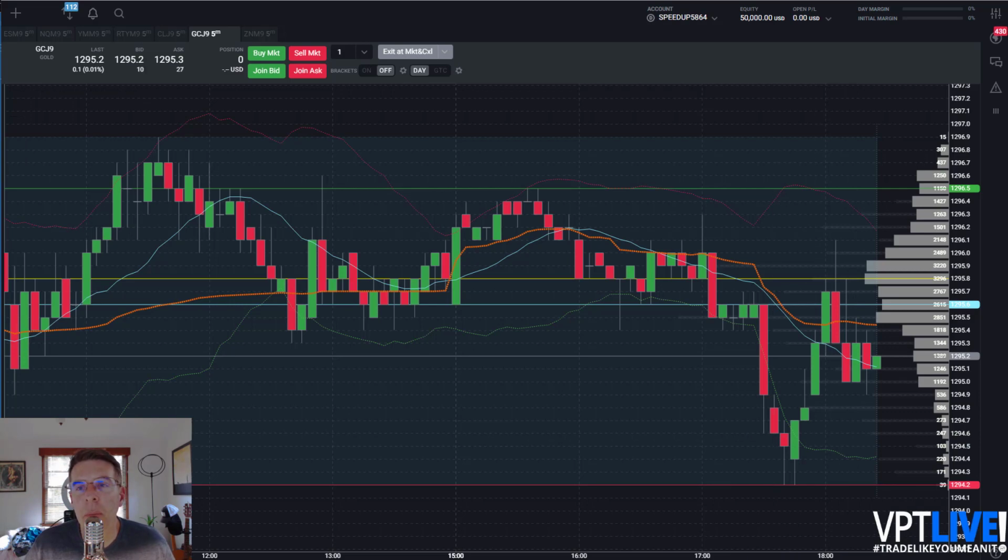So if you've never looked at a volume histogram before, the first thing that you want to focus on that's very important is to understand what's called the POC, point of control, or we actually call it the high volume node, the HVN.